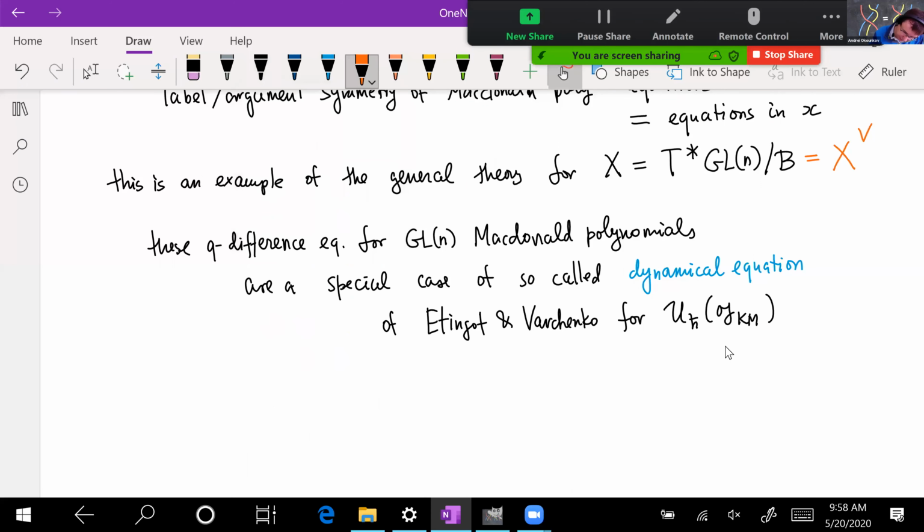So we'll need more general theory. We'll need to generalize that.